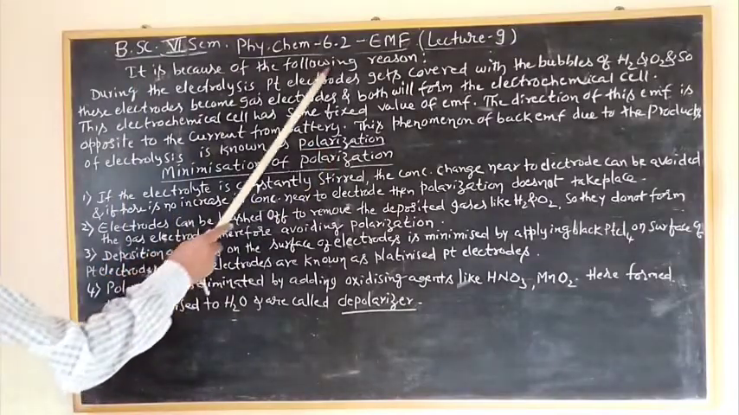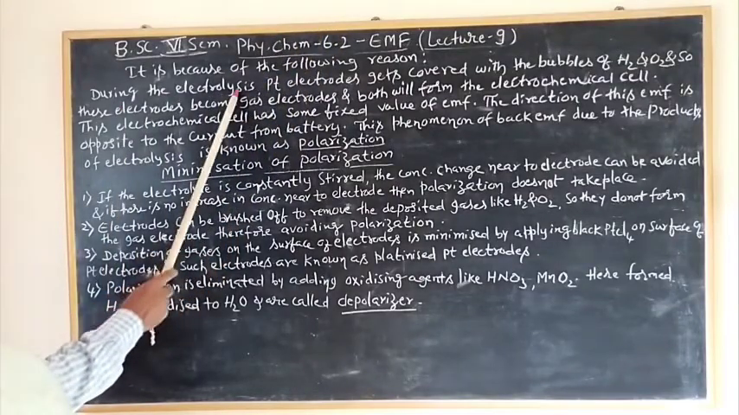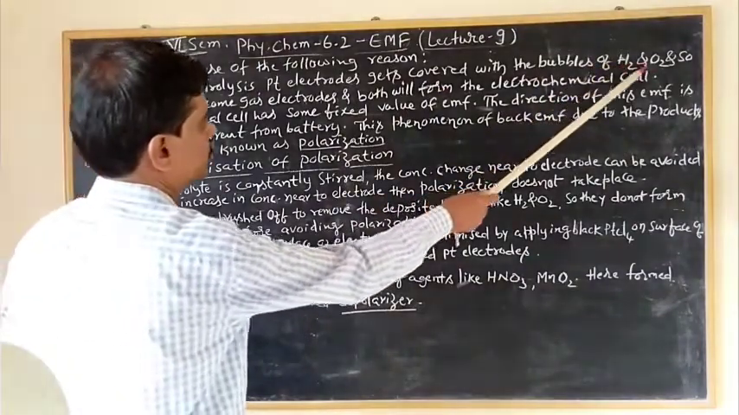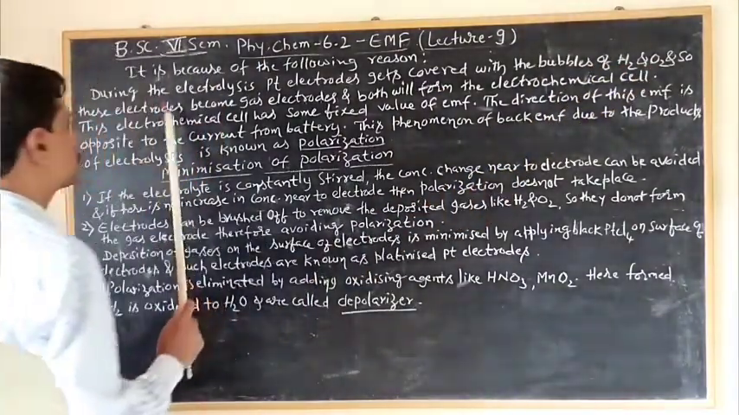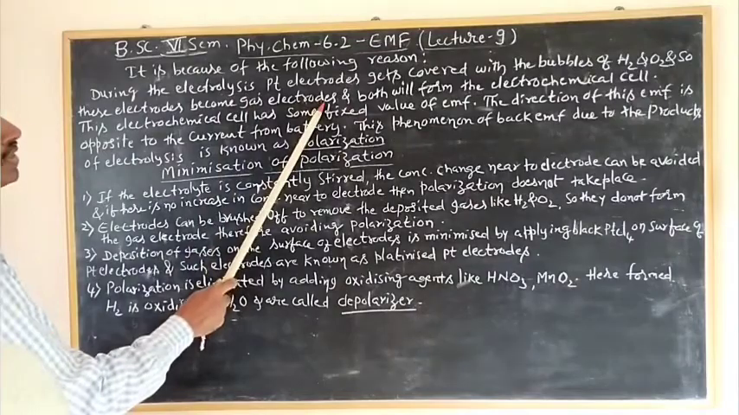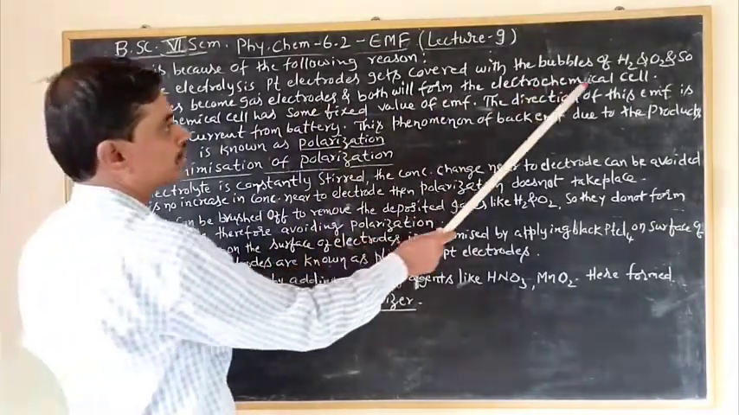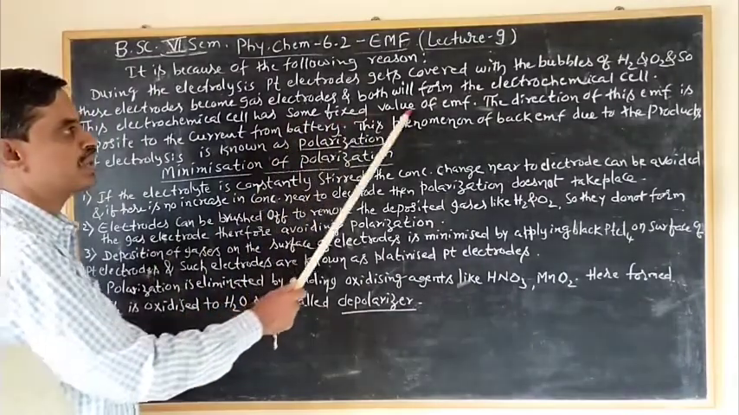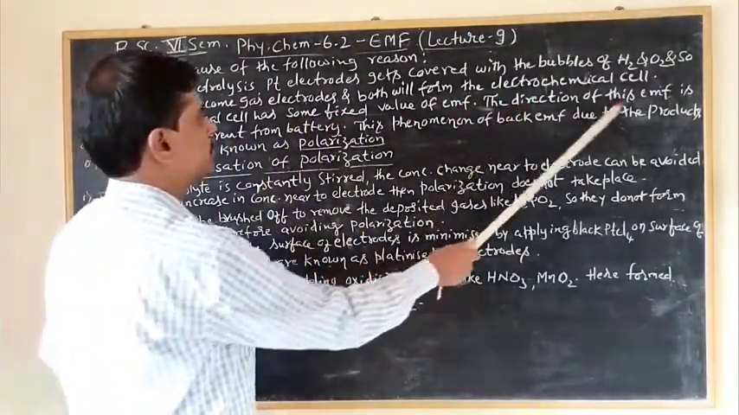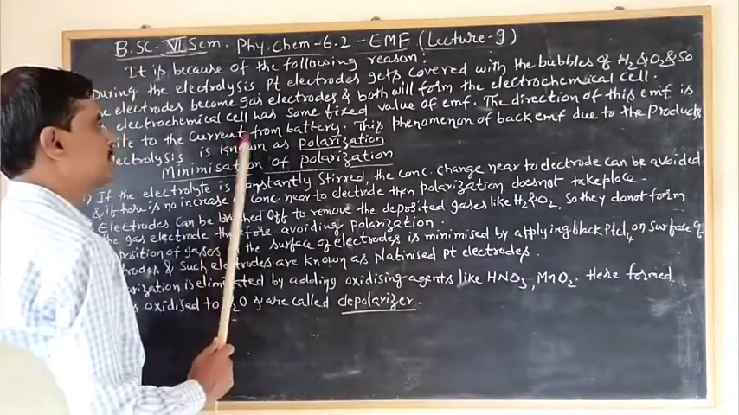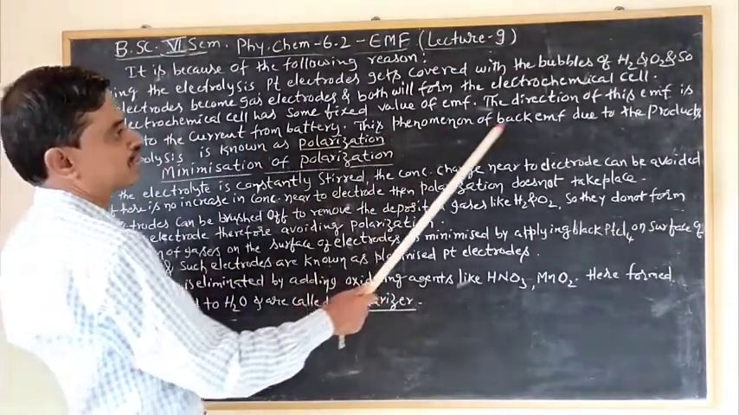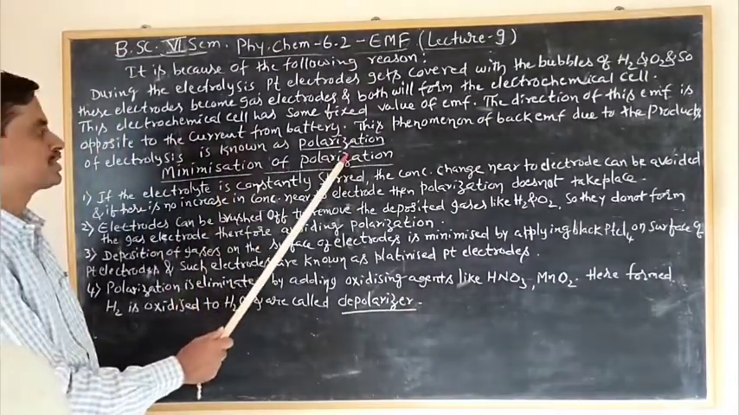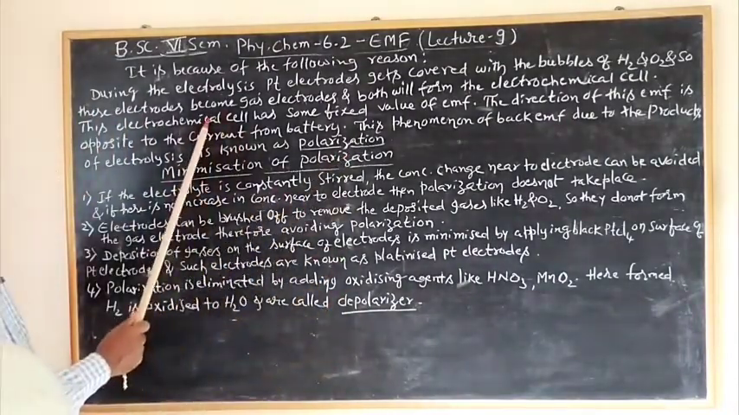It is because of the following reason: during the electrolysis, the platinum electrodes get covered with bubbles of H2 and O2, and so these electrodes become gas electrodes, and both form an electrochemical cell. This electrochemical cell has some fixed value of EMF. The direction of this EMF is opposite to the current from the battery. This phenomenon of back EMF due to the products of electrolysis is known as polarization. So this is the explanation for polarization.